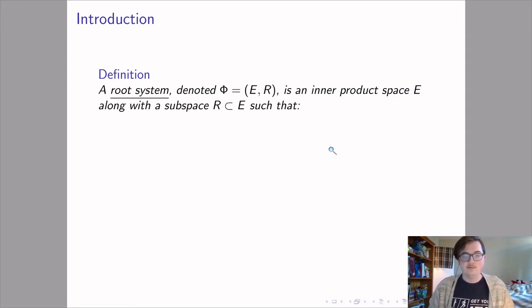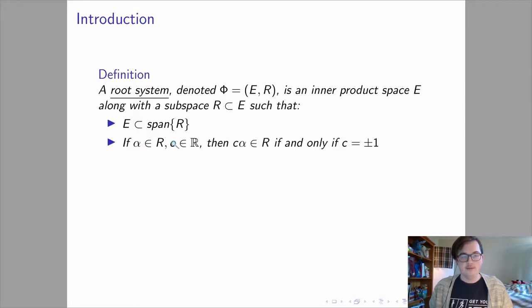So a root system, which we'll denote phi equal to (E, R), is an inner product space E along with a subspace R in E, such that first, E is going to be spanned by R. Here, this second condition tells us that the only scalar multiples of our roots that are allowed are plus and minus 1.